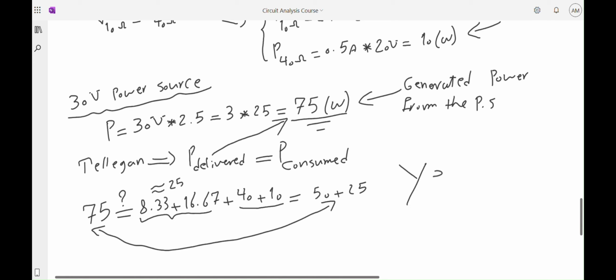The answer is yes. And in all circuits, this is always fixed, that all the delivered powers from the power sources has to be the same as all the consumed powers. Why? Because the power is conserved.